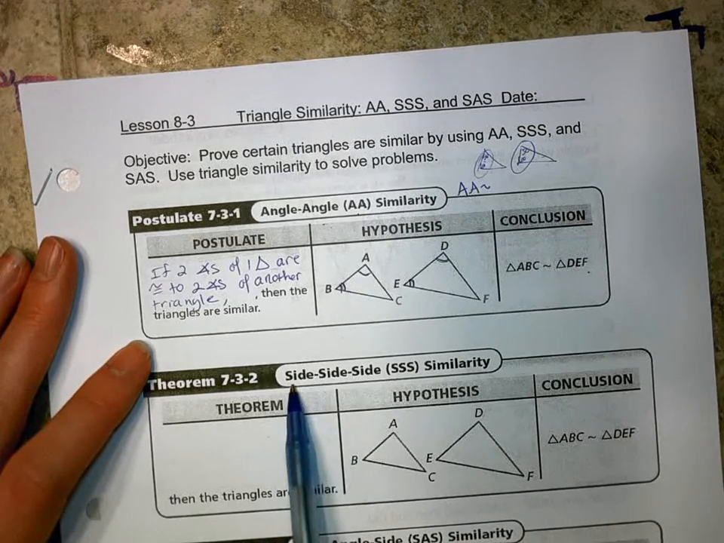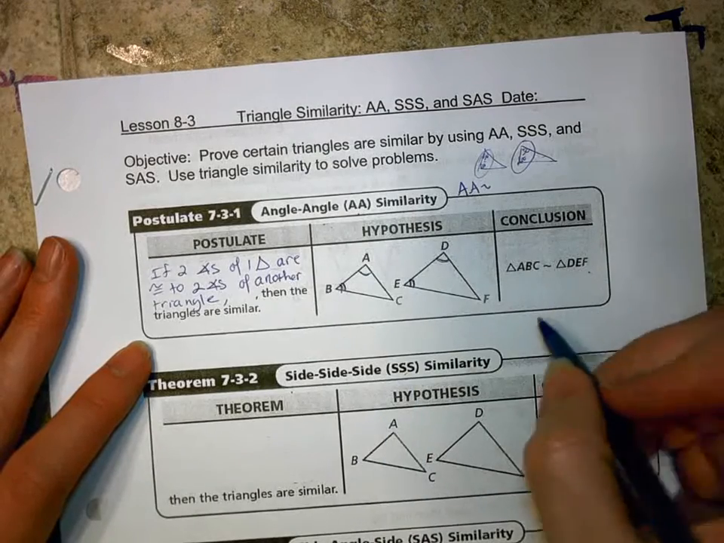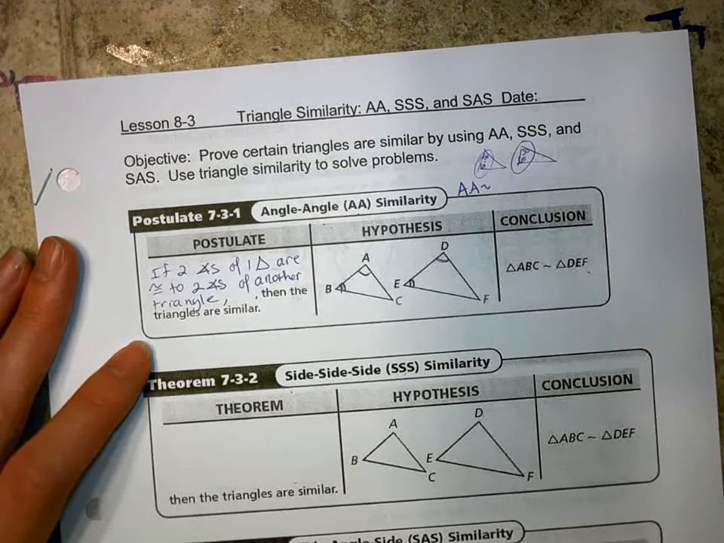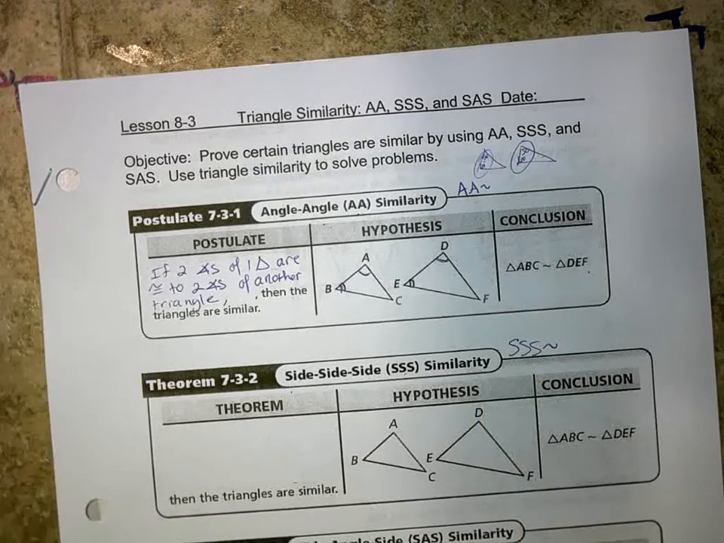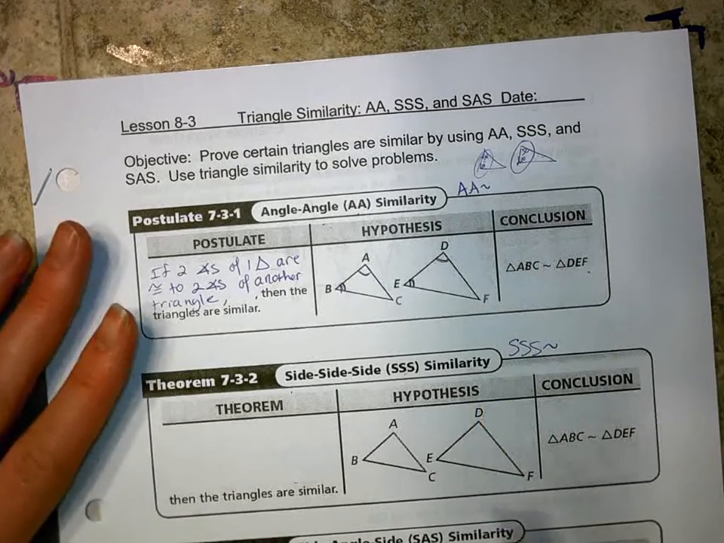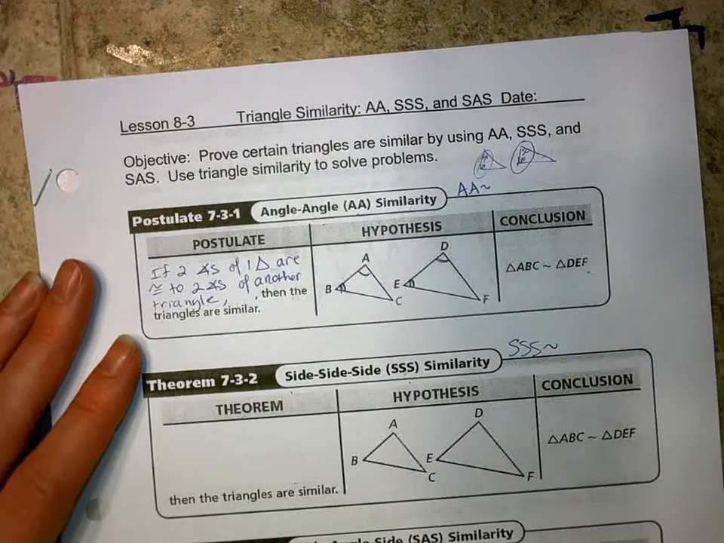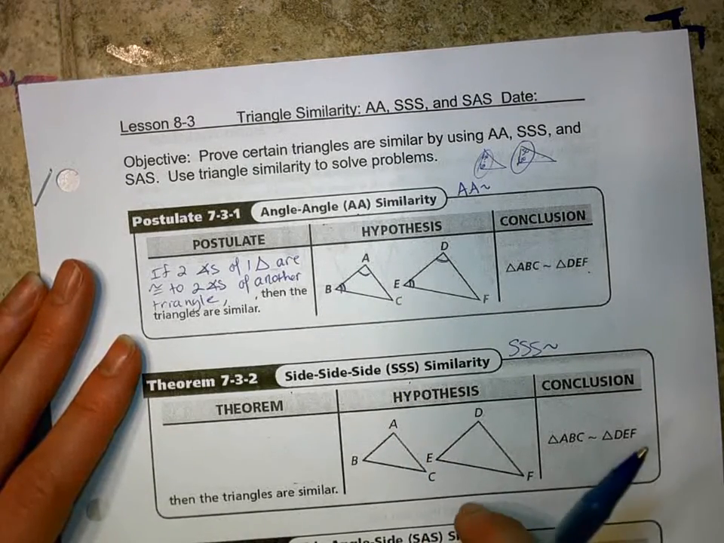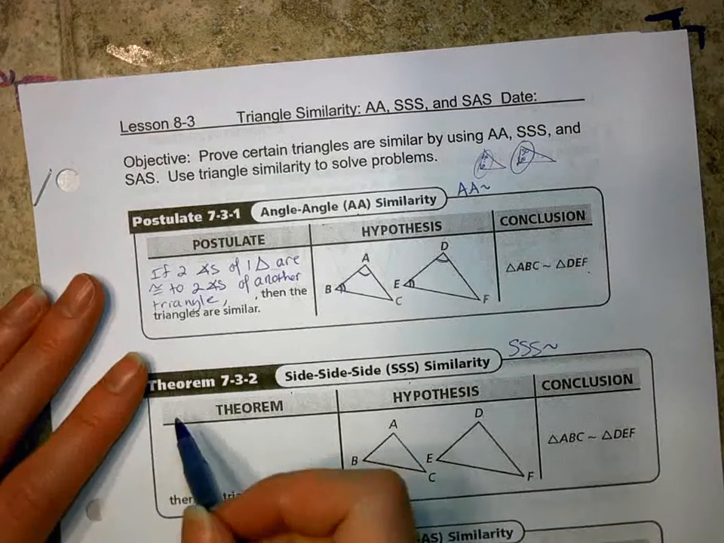The next one, look at this one. It says the side-side-side similarity. So do I have to worry about angles at all in this case? No. We're just going to use 3 pairs of sides, but now this is where it's different than congruence. For congruence, we'd have to show 3 pairs of congruent sides. This time we're going to have to show 3 pairs of proportional sides. So we want to make sure all the ratios of the corresponding sides work.